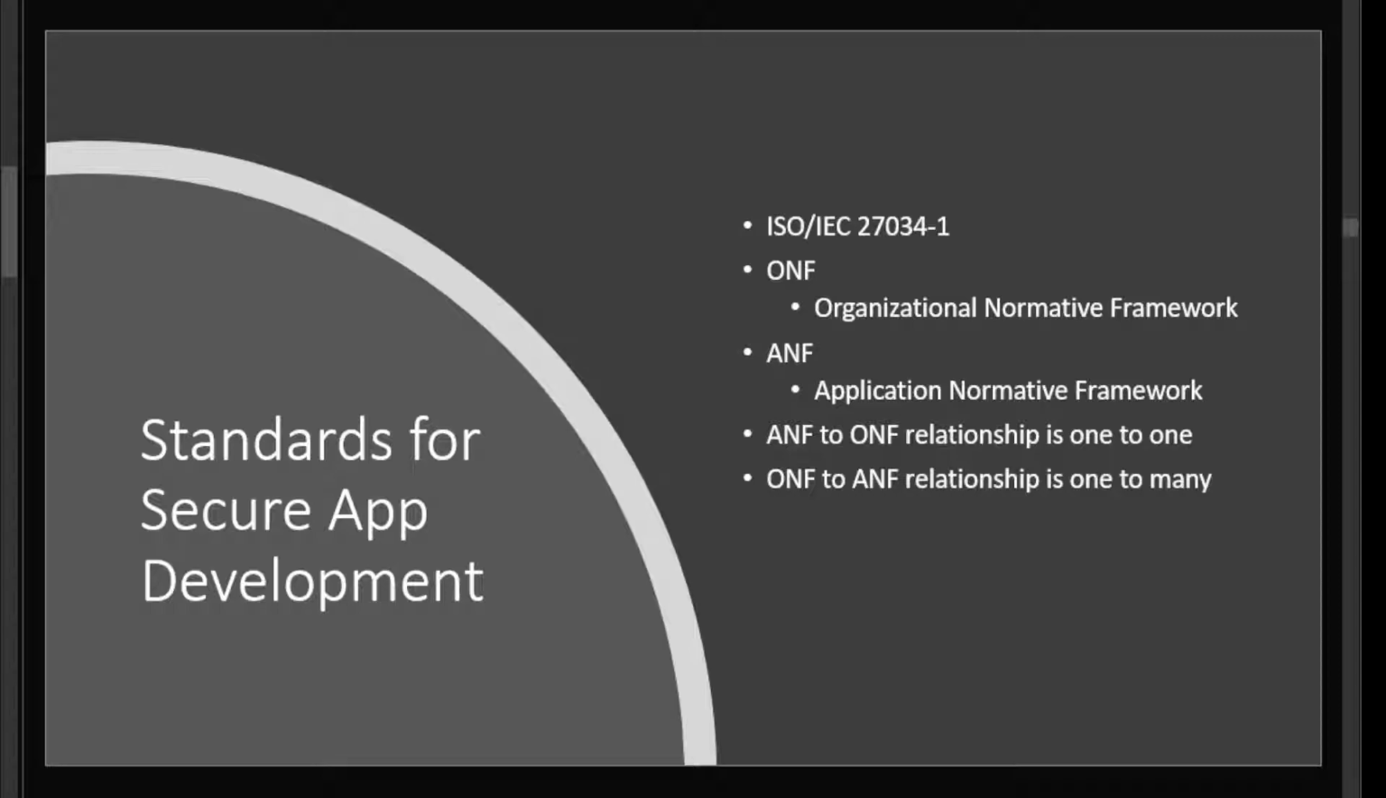Something to remember here is that the ANF to ONF relationship is a one-to-one relationship. Every application has an ANF that maps back to the ONF. However, the ONF to ANF relationship is one-to-many. The ONF is overarching and has many ANFs, but the ANF only has one ONF. So, one more time, the ONF is overarching and is only one, the Organizational Normative Framework, and then there are many ANFs under that ONF. So those are application normative frameworks.